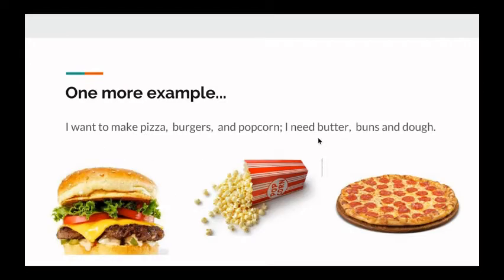One more example. I want to make pizza, burgers, and popcorn; I need butter, buns, and dough. Probably something I would eat. But, again, another way to use a semicolon right there.